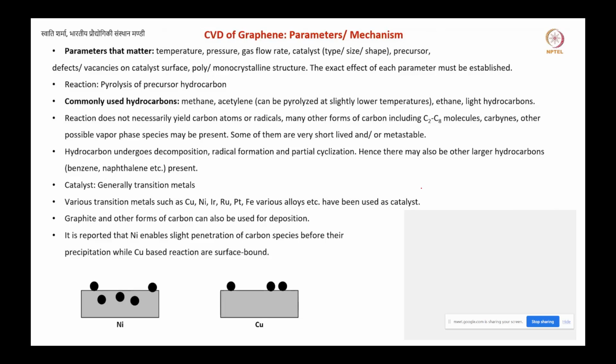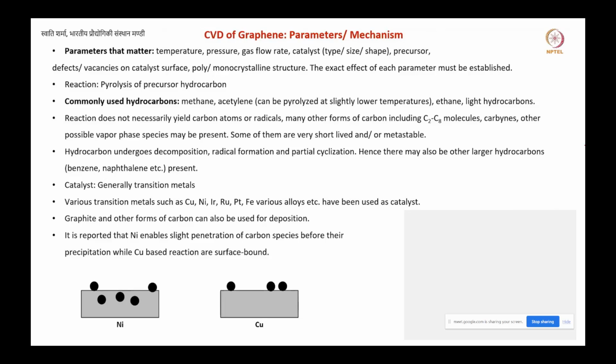So now if you want to do the chemical vapor deposition of your graphene material, what could be the mechanism when you do the CVD, and how can you control the parameters in order to get better deposition by CVD techniques? Okay, so the main thing is the parameters that matter. Whenever you do the CVD, there are some parameters that you need to optimize, or I should say, that you have to control or monitor throughout the process.